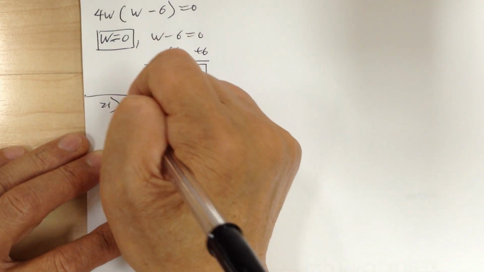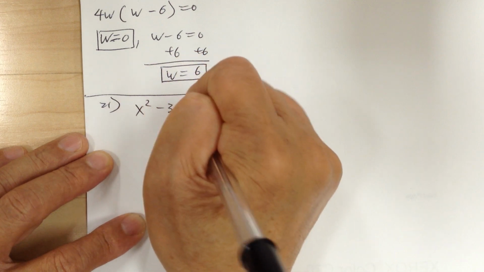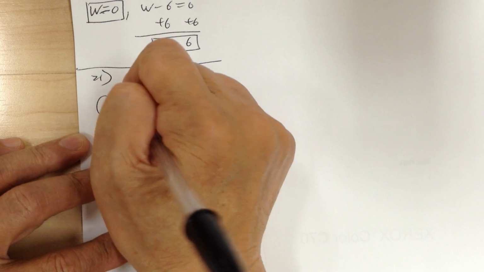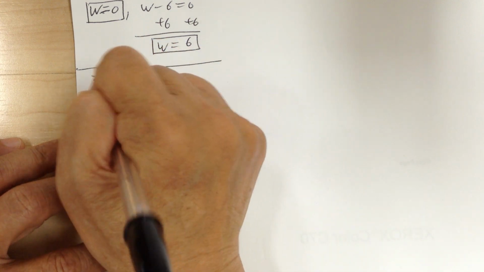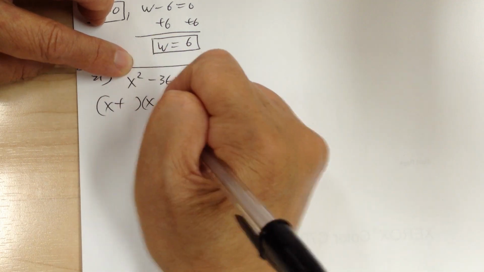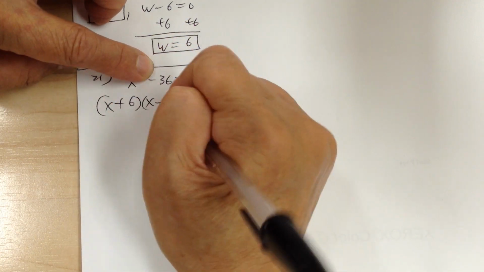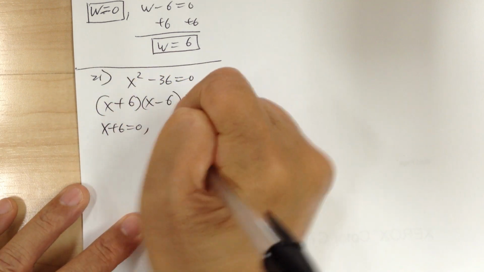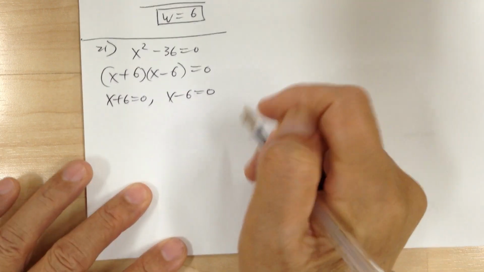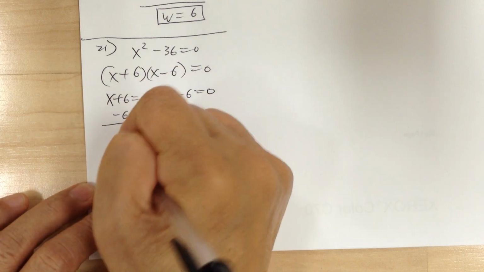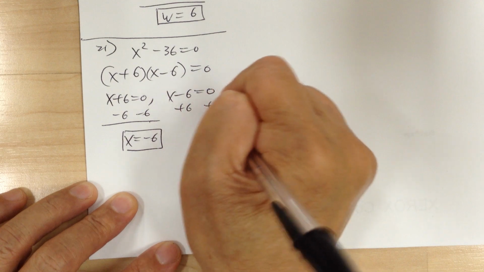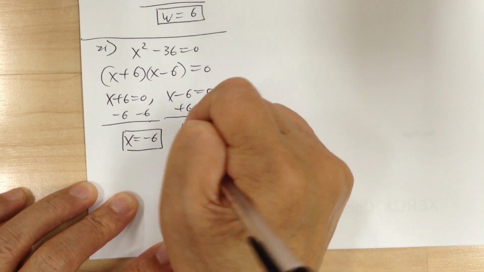Okay, 21, you've got x squared minus 36 equal to 0. So step 1, common factor, can't, so step 2a. So you're going to get x times x. So x times x gives you x squared, plus times minus gives you minus, 6 times 6 gives you 36. Then you set it equal to 0. Okay, and then you minus 6 on both sides, so you get x equal to negative 6. This one you plus 6 on both sides, so you get x equal to positive 6.